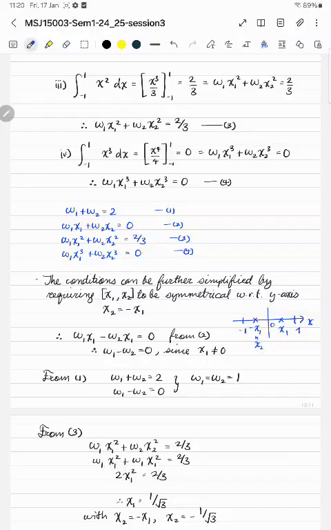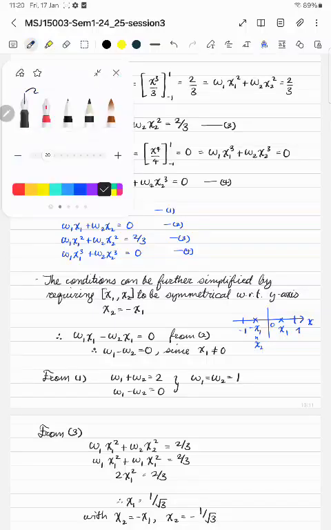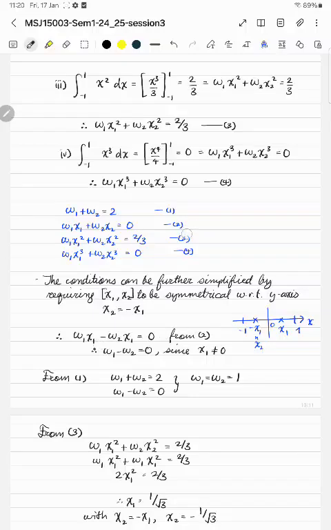So if you put that condition, what will happen is you will have equation number 2 to be w1 x1 minus w2 x1. And since x1 cannot equal 0, we don't want the value of x1 to be 0, because that would leave us with just 1 point. So you have the condition of w1 minus w2 equals 0. And here you have w1 plus w2 equals 2 from equation 1. And you have another condition of w1 minus w2.